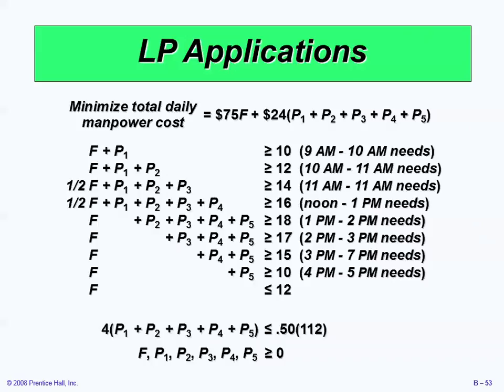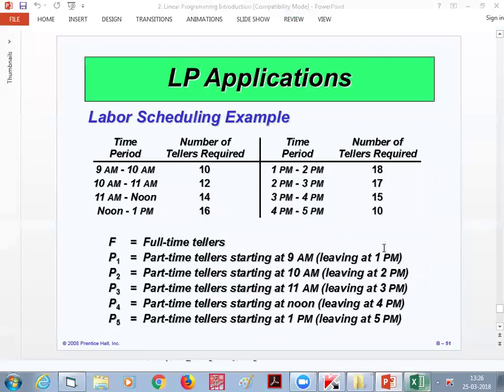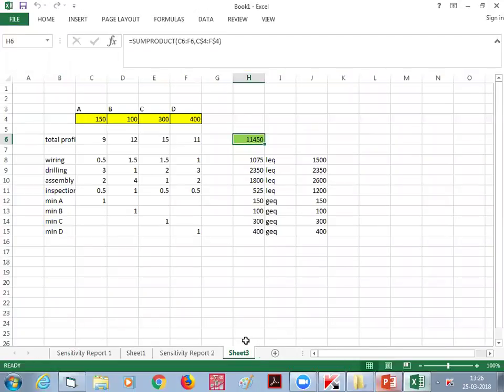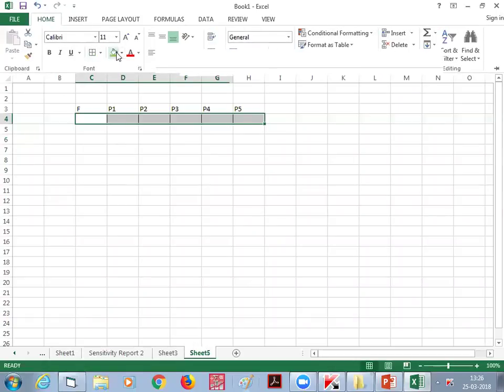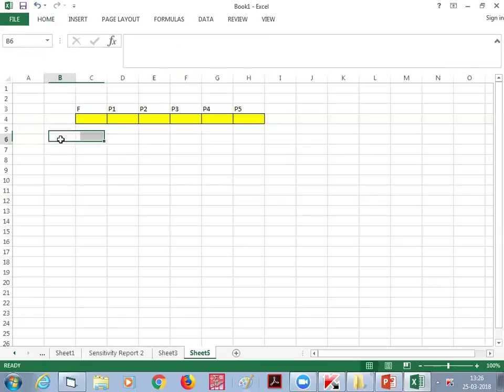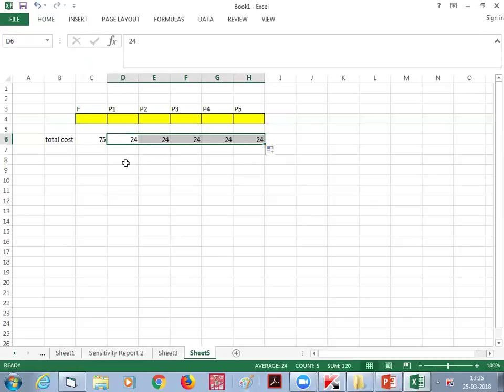Okay, why not? All right, this is an interesting problem. So let's go here. S, P1, P2, P3, P4, P5. So I think it just copies, yes. All right, these are our variables. And we're trying to minimize the total cost, right? Total cost, which is, I think, 75 for this and 24 for each of these. So let's copy this 24 across.